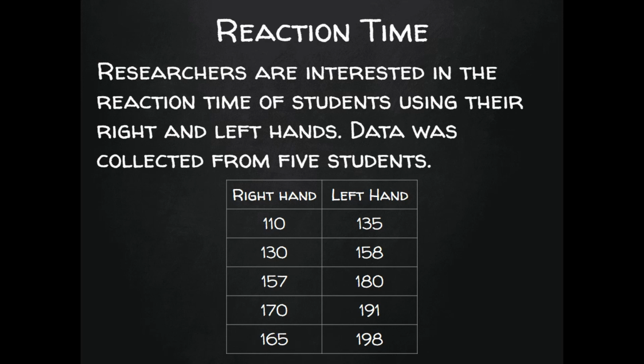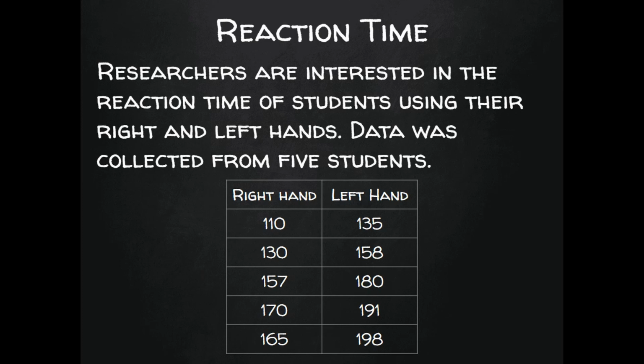We have here two separate samples. However, it would be hard for us to justify that these are independent samples. If a person tends to have a faster reaction time with their right hand, they probably tend to have a faster reaction with their left hand and vice versa. So these are dependent samples.